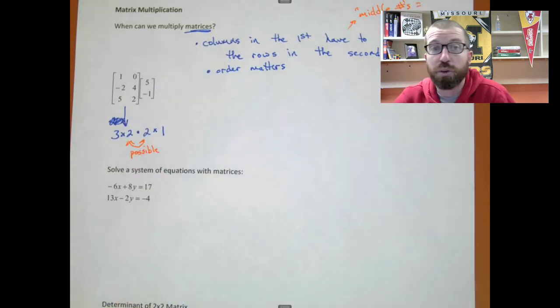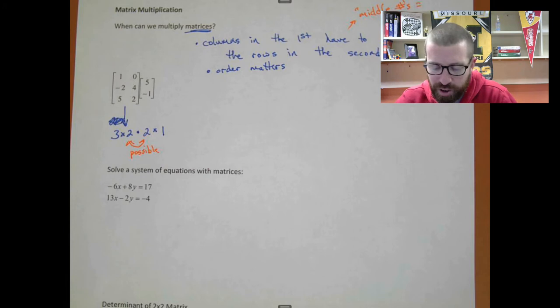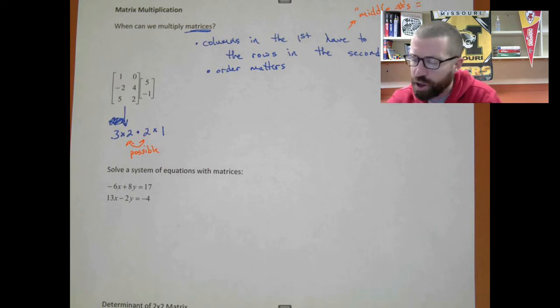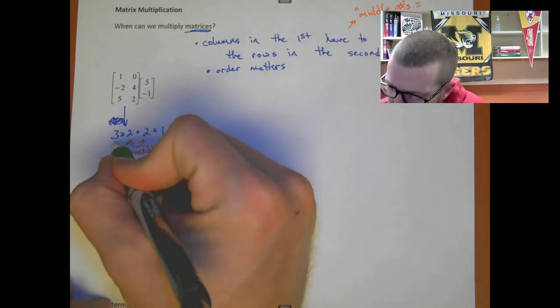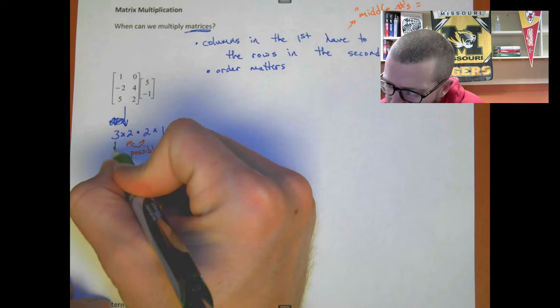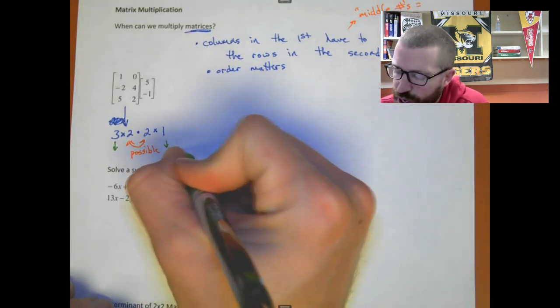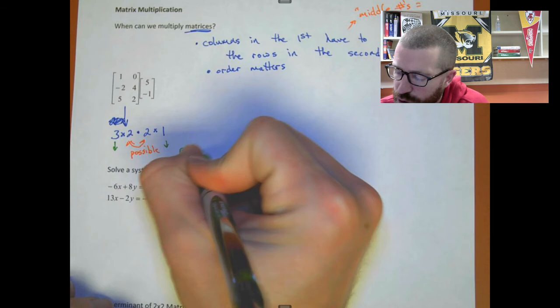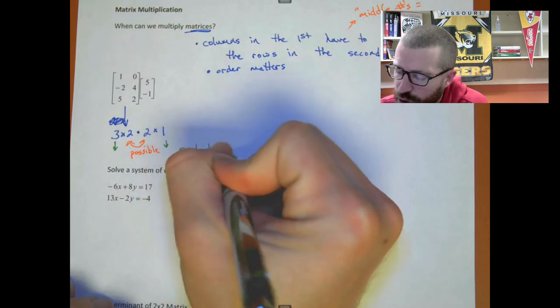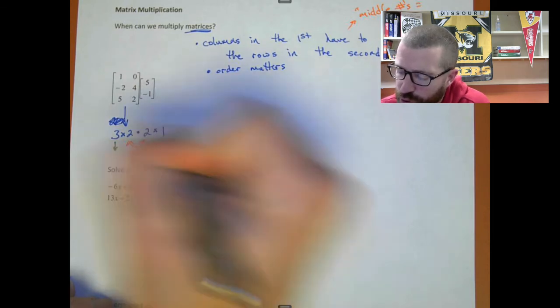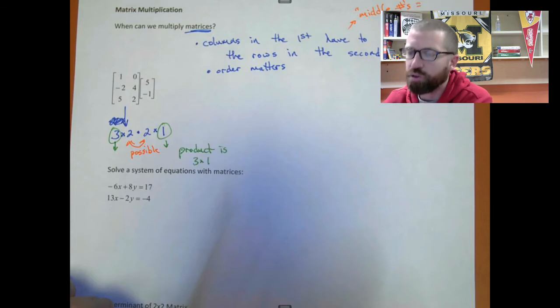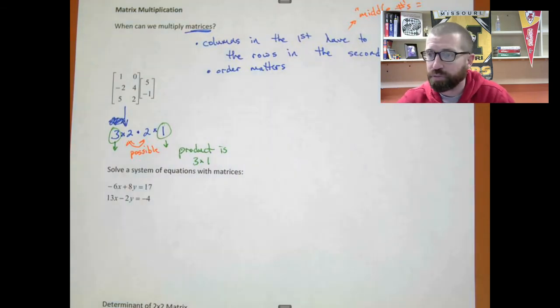So because those are equal, it's possible. And my dimensions, my product, is the outside numbers. So these 2 numbers, the 3 and the 1, those give me my product. So the answer, or we'll say product, is 3 by 1. So those numbers right there give you your dimensions of the product.